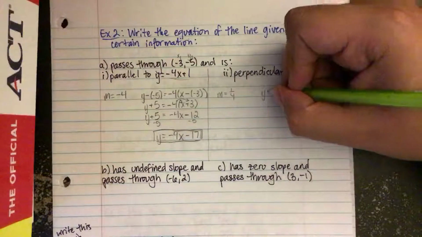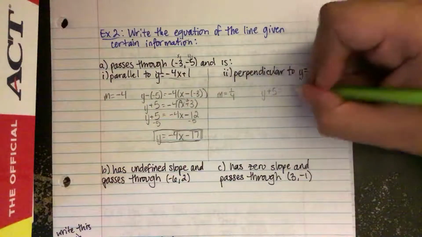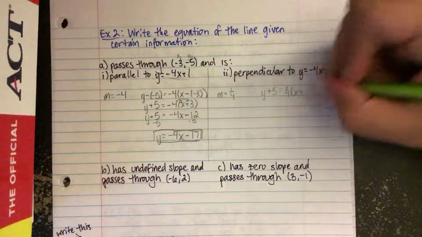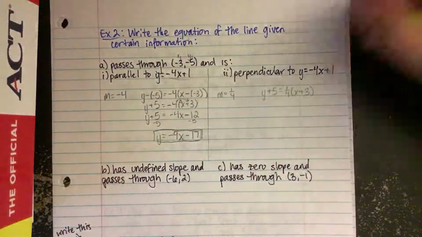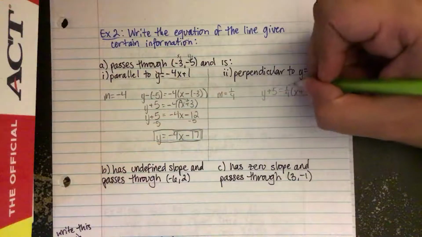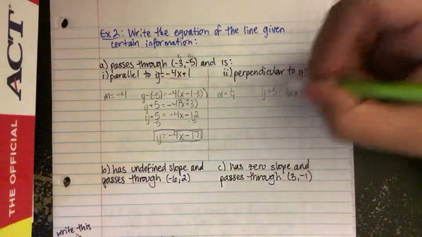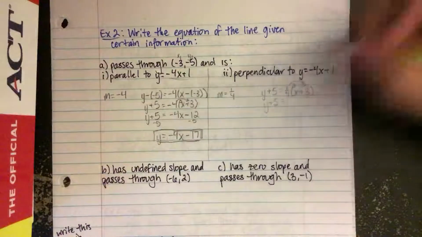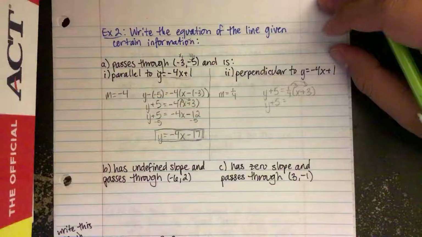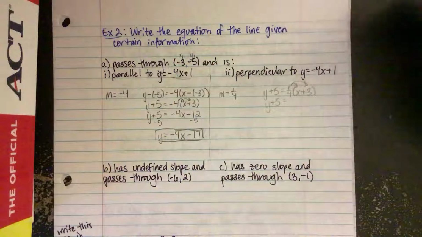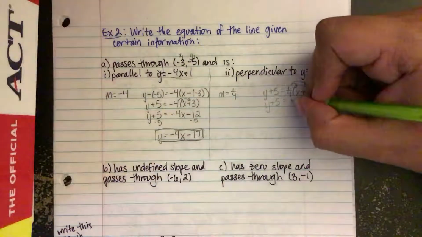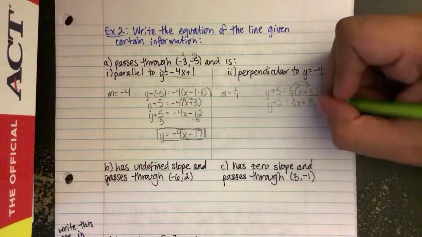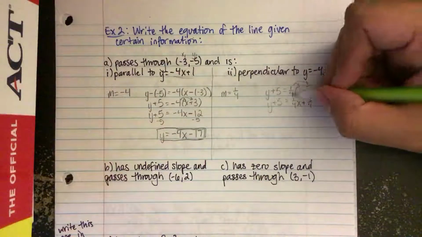Same point though. y plus 5 is equal to positive 1/4 times x plus 3. Fractions. I know you guys hate them, but we're going to deal with it. Distribute the 1/4. No going to decimals. When we're dealing with lines, let's leave them as fractions so we can get a better idea of what that slope is going to look like. So 1/4 x plus, what's 3 times 1/4? Well, that's just 3/4, right? 1/4 times 3 over 1.